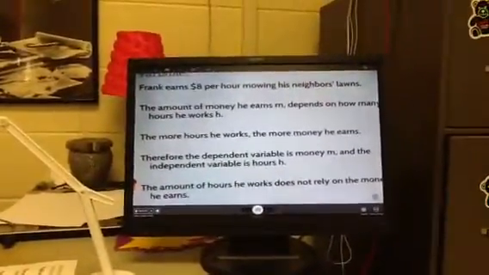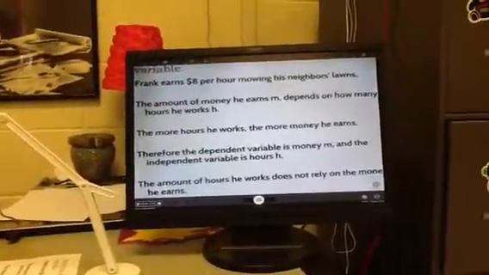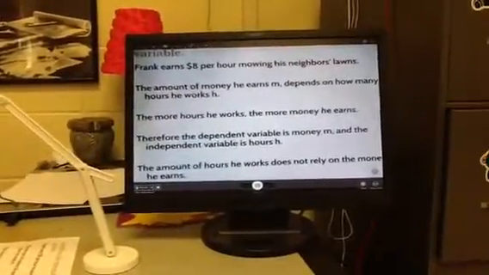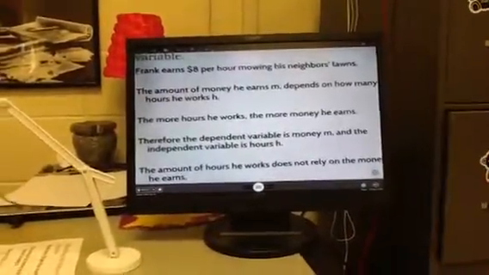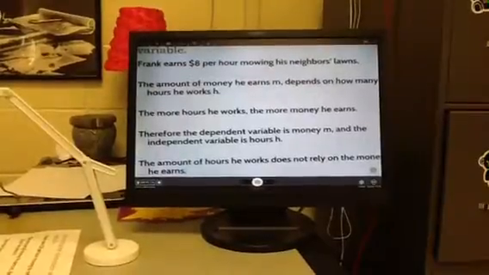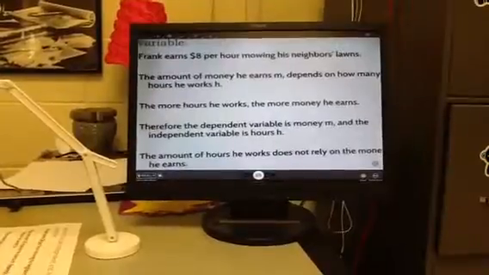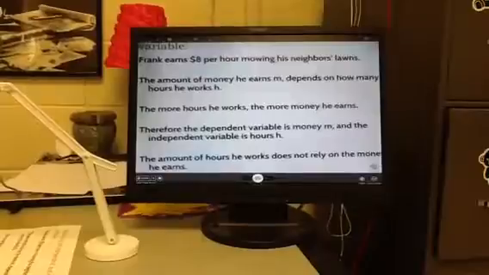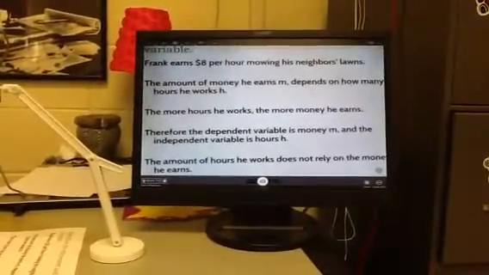It says Frank earns $8 per hour mowing his neighbor's lawns. So we have to figure out which one's the independent and which one's the dependent variable. It says the amount of money he earns depends on how many hours he works. So the more he works, the more money he makes. So in that case, the dependent variable would have to be the money, and the independent variable would have to be the hours, because the hours he works does not depend on the money he makes.